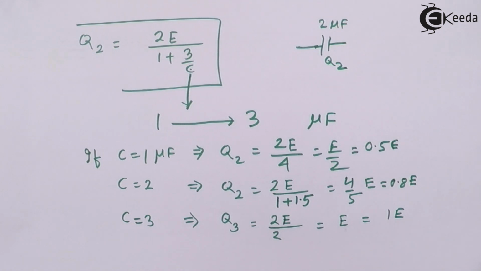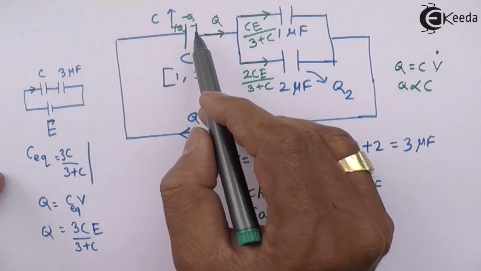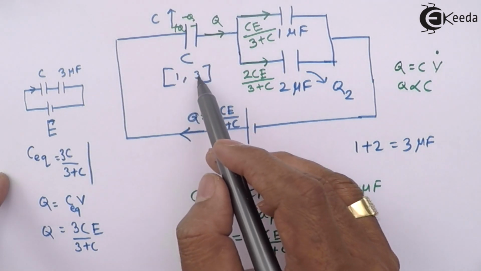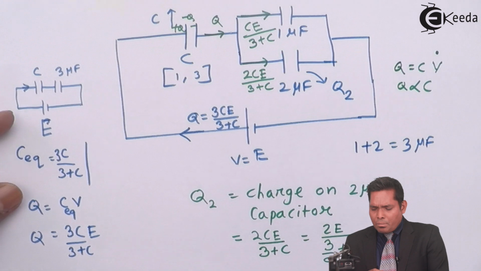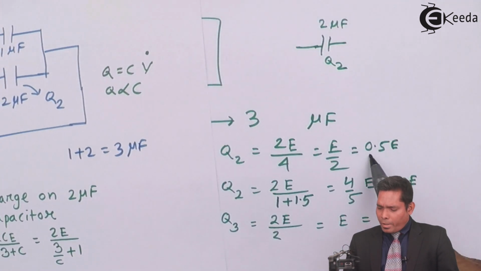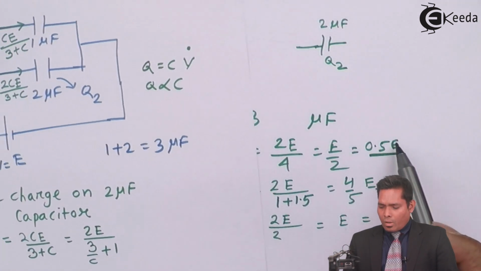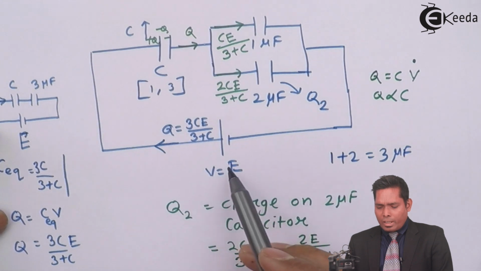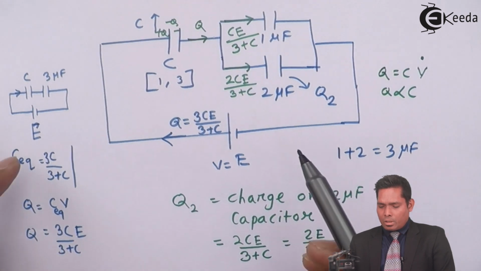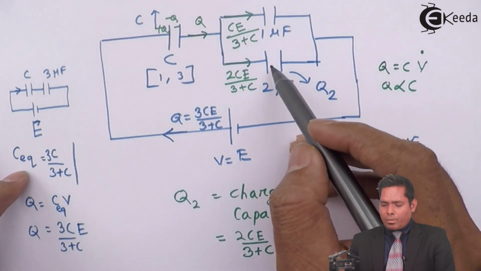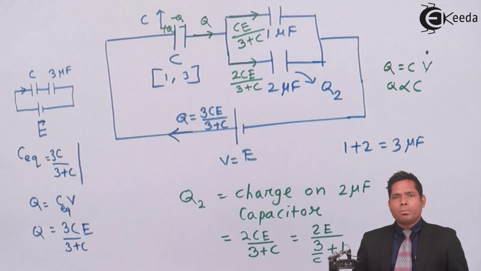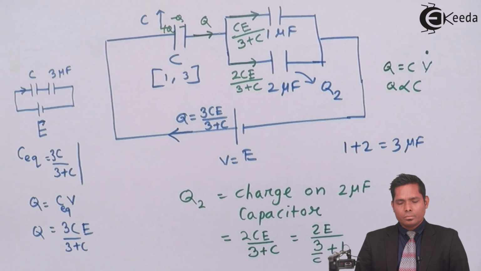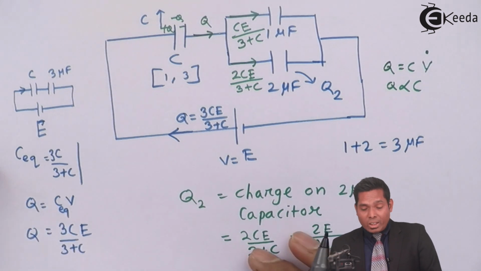So basically what happens is that as I change the value of C from 1 to 3, the charge on this goes from 0.5 times the battery voltage to 1 times. So initially whatever it is at 1, at 3 microfarad it will become double. So that means it is increasing.